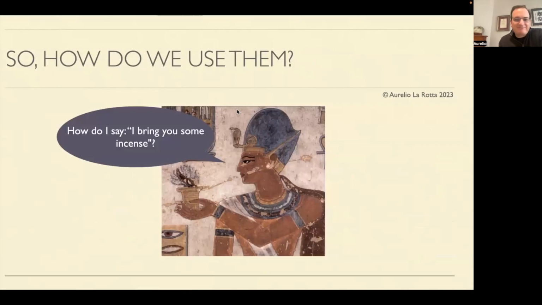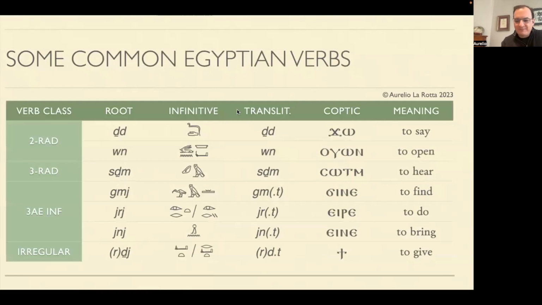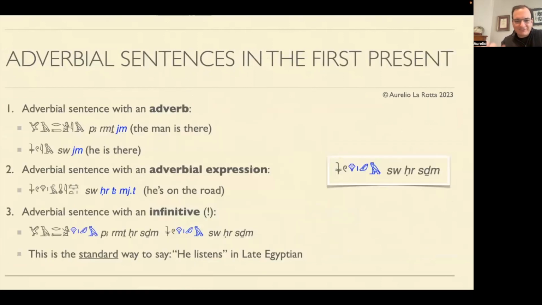So much for what they are. Let's see how we use them. How do we make a basic sentence? Like, I bring you a book, I bring you some incense, I see him, I travel there, whatnot. I mean, basic verbal sentences. Let's get into it. Whoops. Having real trouble with my back and forward buttons today.